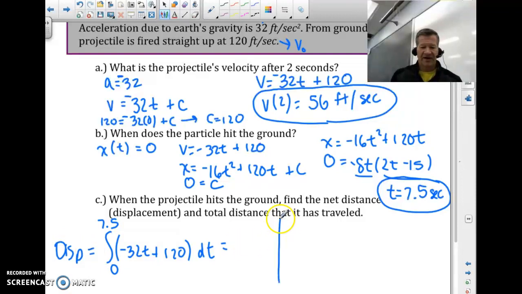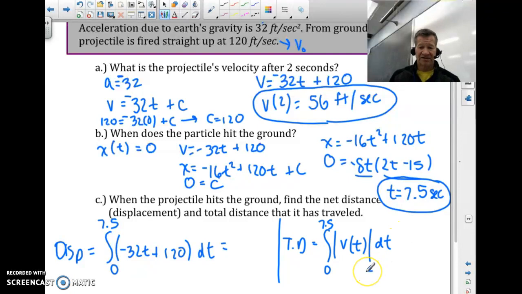Now, if I want to find the total distance traveled, that would be the integral from 0 to 7.5, also of velocity, but the absolute value of velocity. We know sometimes the object's going to be going up, and then it's going to be coming down, so the velocity will change from positive to negative. We want the total distance traveled, okay? We can probably figure that out just from the displacement.